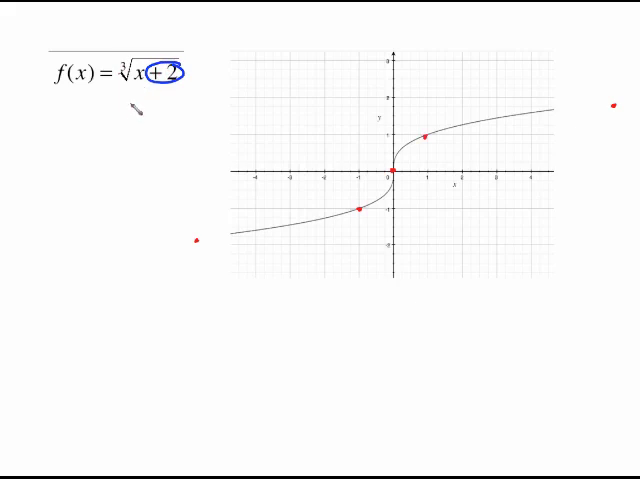The horizontal thing does the opposite of what it looks like. That says +2, so I know all of these points need to move to the left 2. So I'll take this point and go over 2 to the left. This one over 2 to the left. This one over 2 to the left.